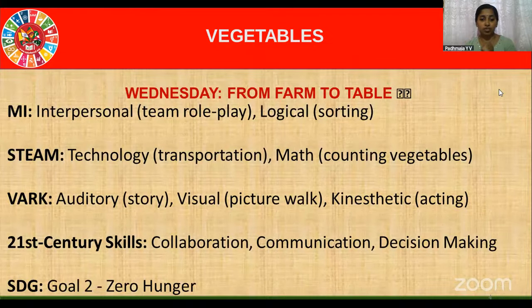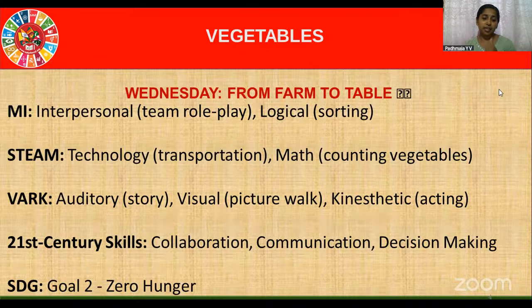Then 21st century skills are all about collaboration, communication, decision. Even when they are sorting, they will have to decide whether the potato has to come under a root vegetable or stem vegetable. The child has to think and do it. Though we say potato is a root vegetable, as we teach in kindergarten, actually they say it's a stem vegetable. Sweet potato is a root vegetable.